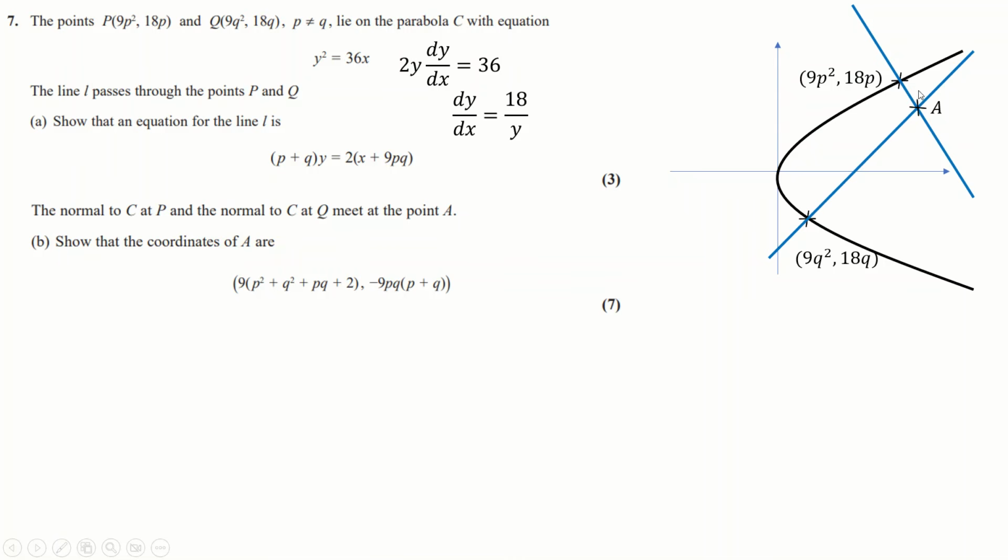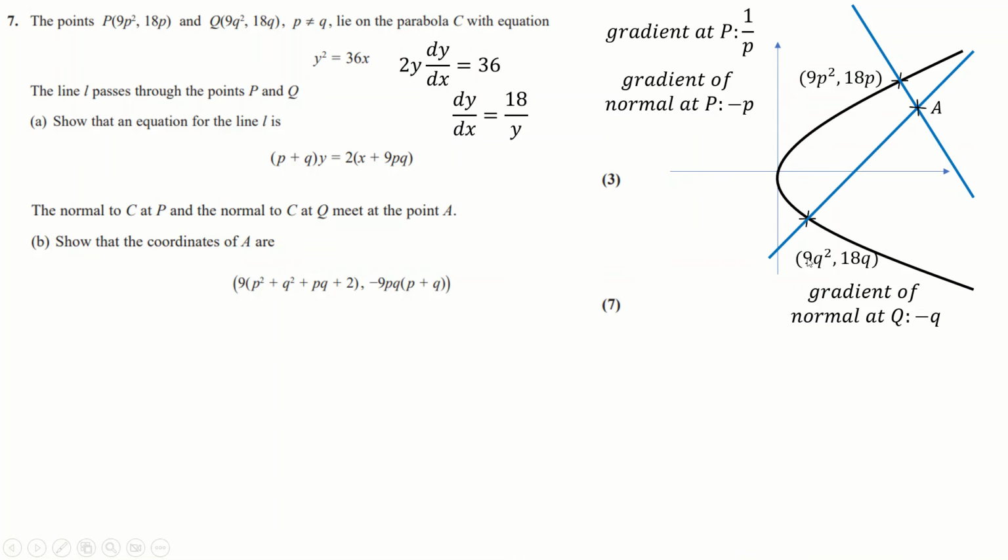And then, of course, for the gradient of the curve at this point, just put in the y coordinate to find that the gradient of the curve here is 18 over 18p, which is just 1 over p. So the gradient of the curve here is 1 over p, therefore the gradient of the normal is minus p, because minus p times 1 over p is minus 1. Exactly the same thing here. No marks for getting that this is just going to be minus q. It's all the same thing, just with q's. So that's the gradient of this one.